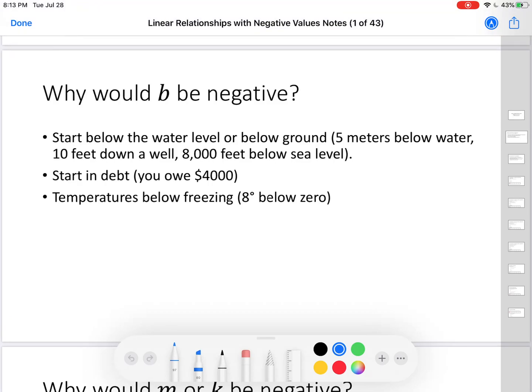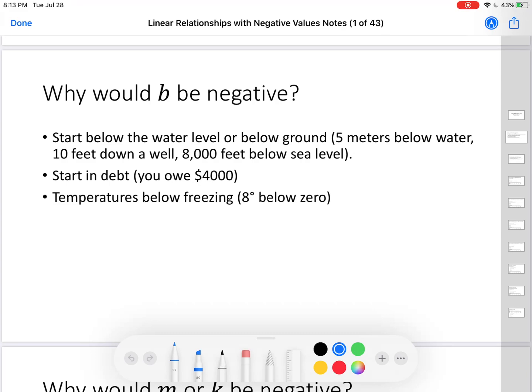Why would B, the start amount, ever be negative? Well, you might be starting below the water level or below ground, such as 5 meters below water. You might be swimming down below the water level, 10 feet down a well, and you have to climb your way out, or perhaps dig the well deeper. 8,000 feet below sea level, like you're in a submarine, or diving in a scuba suit, although I don't think a scuba diver has ever gotten 8,000 feet below sea level. That's more than a mile deep. I think you pretty much have to be in a submarine at that point.